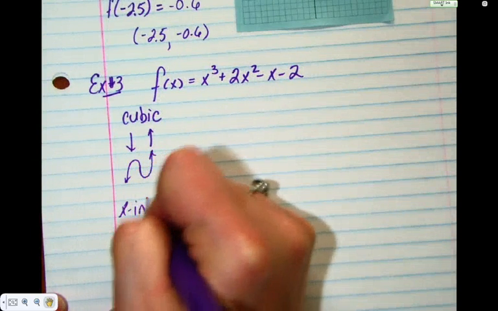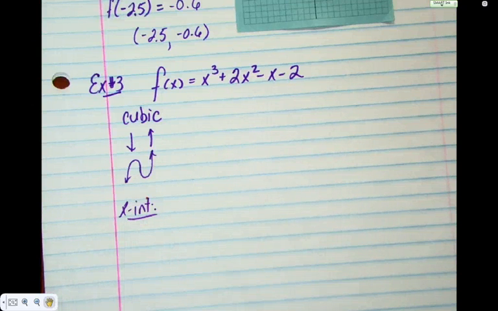X-intercepts. What number would you like to try?